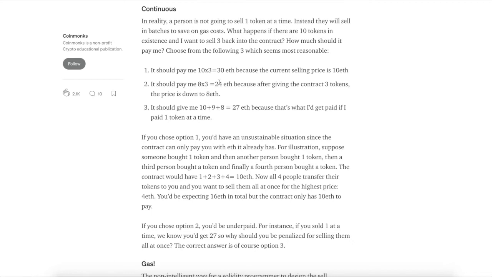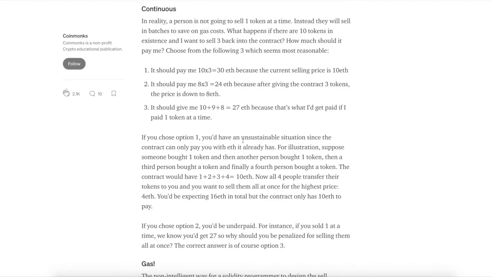So the third example is with the bonding curve. The price is going to be 10, 9, and 8, because there's a total of 10 tokens. Let's say, because it's going down, you sell one of the tokens. So now there are 9 tokens for 9 ETH or $9. And then you sell another, then it becomes 8 tokens for $8. So that's how a bonding curve works, and if you average all the prices, you're going to have a total of 27.